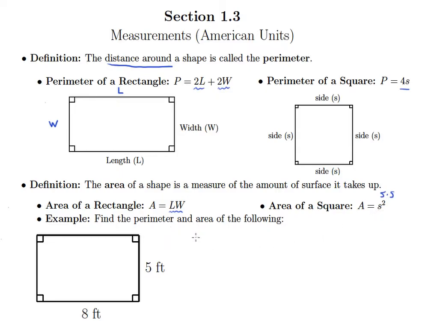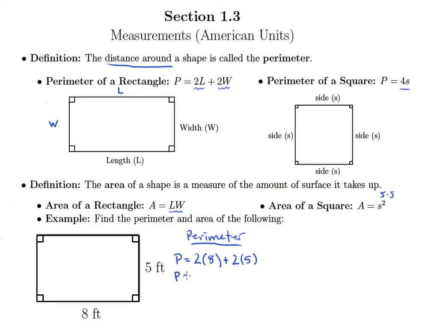So let's just do one quick example here. We're going to find the perimeter and area of this shape. So first of all, perimeter, the distance around this rectangle. So our perimeter is P equals 2 times the length. We always, by convention, make the length the longer side, plus 2 times the width.